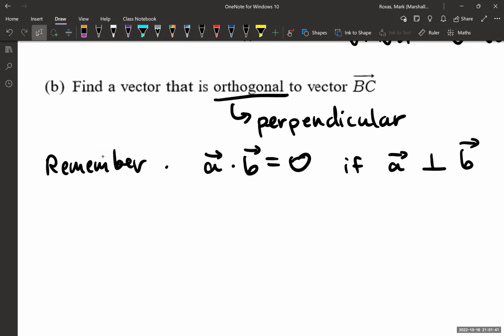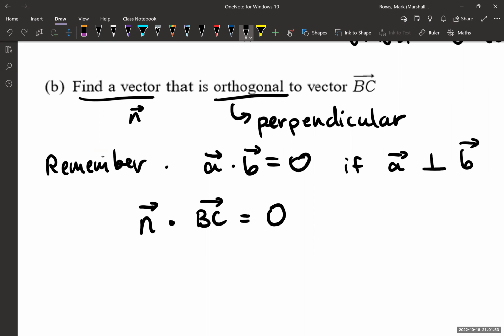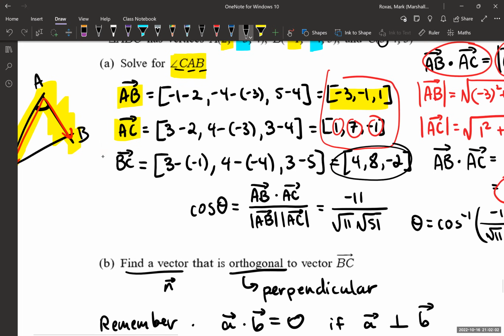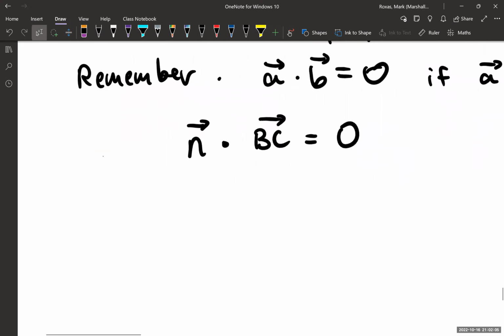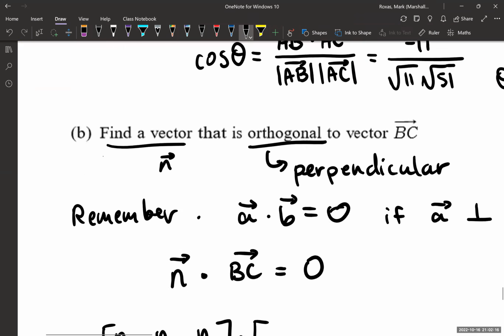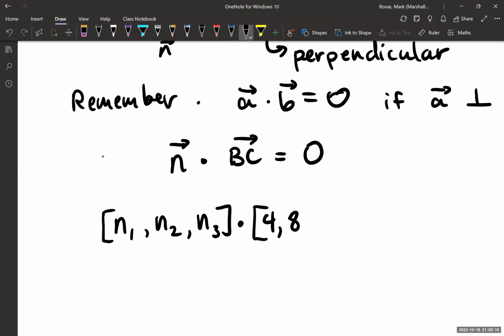Okay, so what I'm trying to do here is find a vector. Let's call that vector n. And if I dot it with vector BC, the dot product must be 0. That's how I will know that the two vectors are perpendicular. We said vector BC is 4, 8, and -2. So I need a vector with components n1, n2, n3, dotted with 4, 8, and -2. I want that equal to 0.